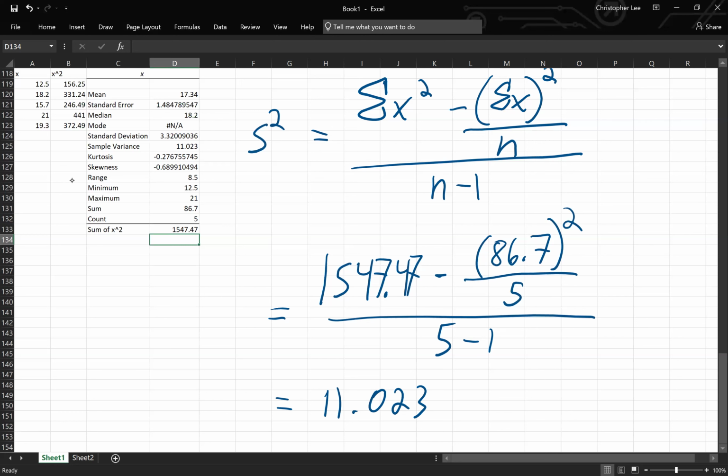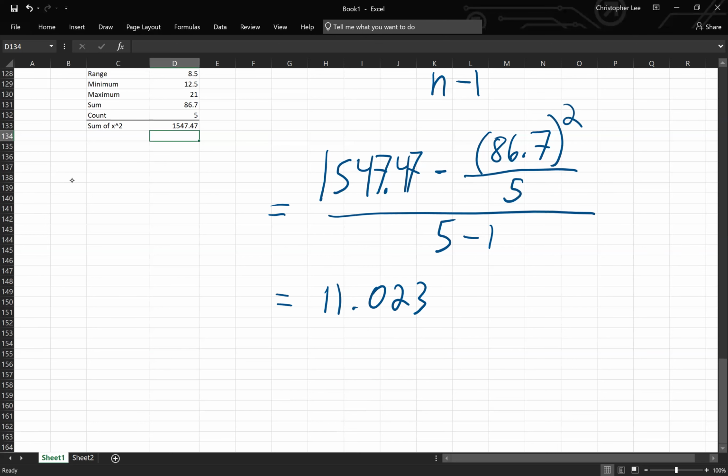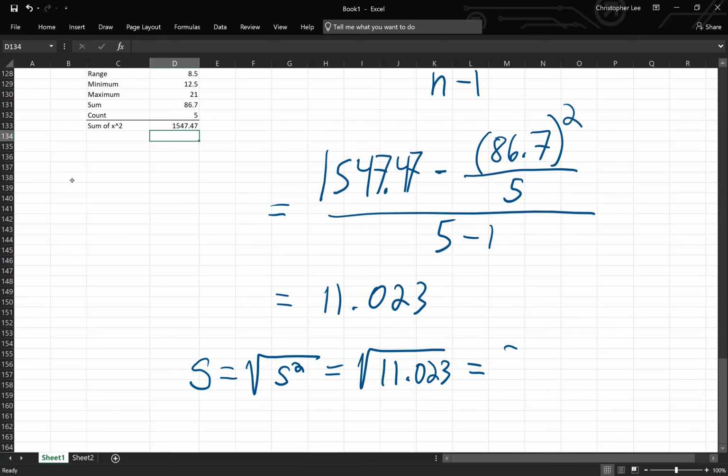And that's it. And then you know that you're gonna square root that answer. And when you square root that answer, that's how you get the standard deviation, right? So remember, standard deviation is always the square root of the variance. So you're gonna square root the 11.023, and that's gonna give you the whatever it is, 3.32.